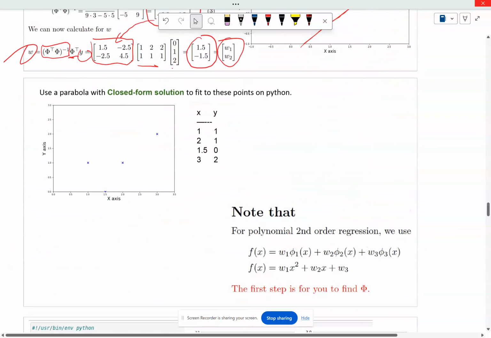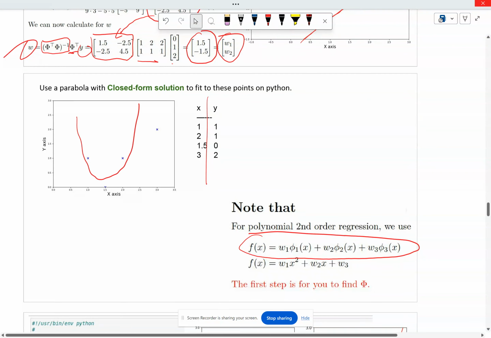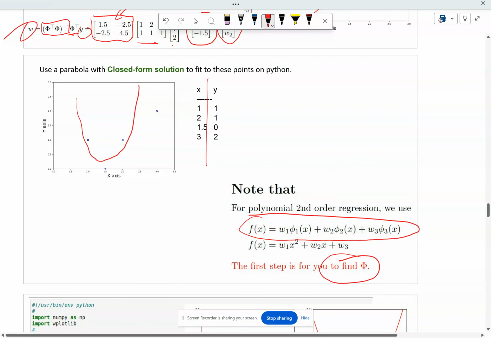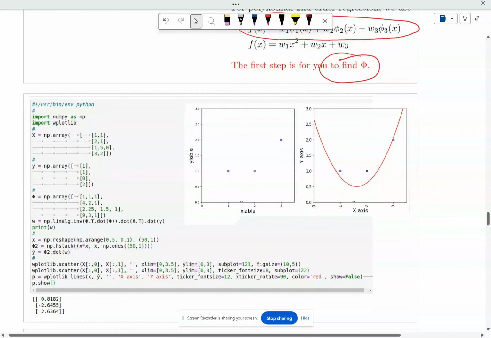All right. So now I want you to pause the video and see if you can write the code that accomplishes this. And instead of a linear, now we'd like you to try to use a polynomial. You should end up with something like this. The key first step is for you to find phi. Okay. Pause the video. We're going to continue.